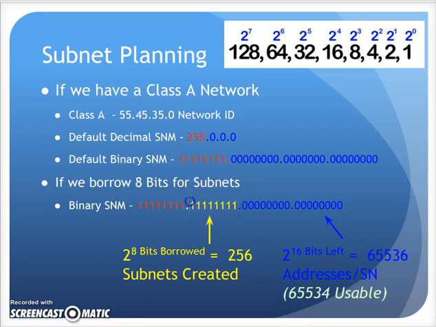I can borrow up to 8 bits. I can borrow that whole octet. Ooh, now you'd have to pay attention, wouldn't you? If I borrow that whole octet, it's going to look like a Class B network, but it's not. But 8 bits borrowed, I'm going to get 256 subnets. I'm left with 16 bits. 2 to the 16 is 65,536 addresses per subnet, of which 65,534 are usable.